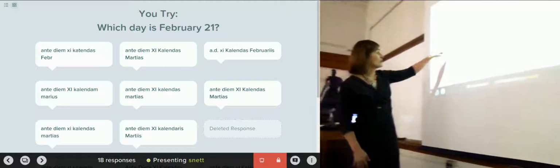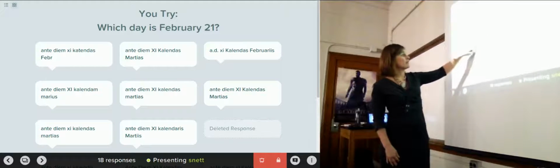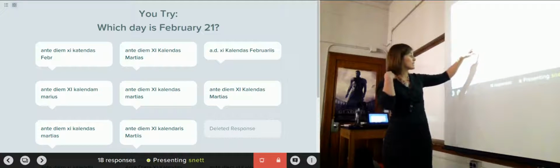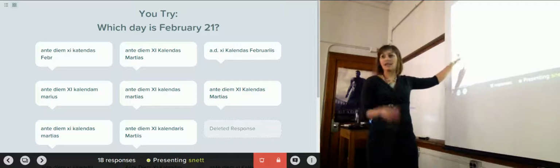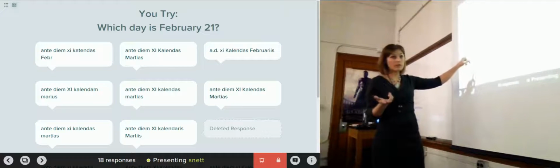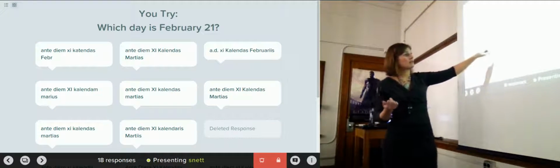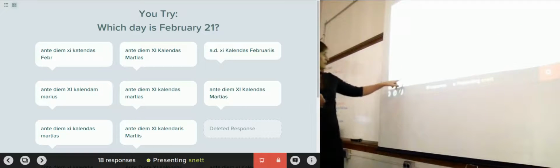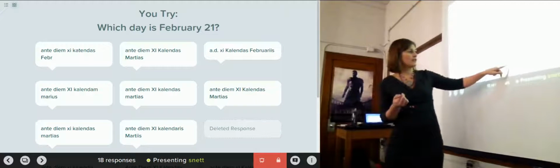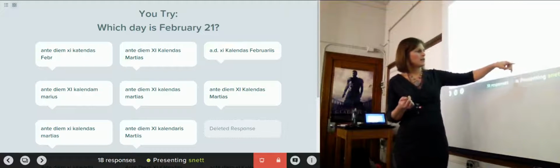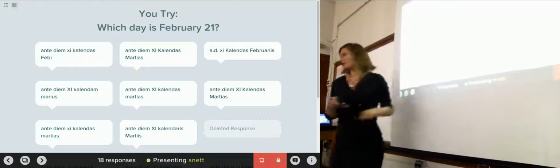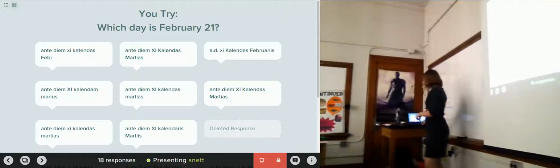So this one is close. It has ante diem XI, but all the dates are plural. So it has to be calendas, and then this has to have an adjective ending that's also accusative, feminine, and plural, so martias. This one's good. This one's good. Calendas, martias. Good. And then this has a couple of extra syllables in it. Martias. Let's see if other people below these.